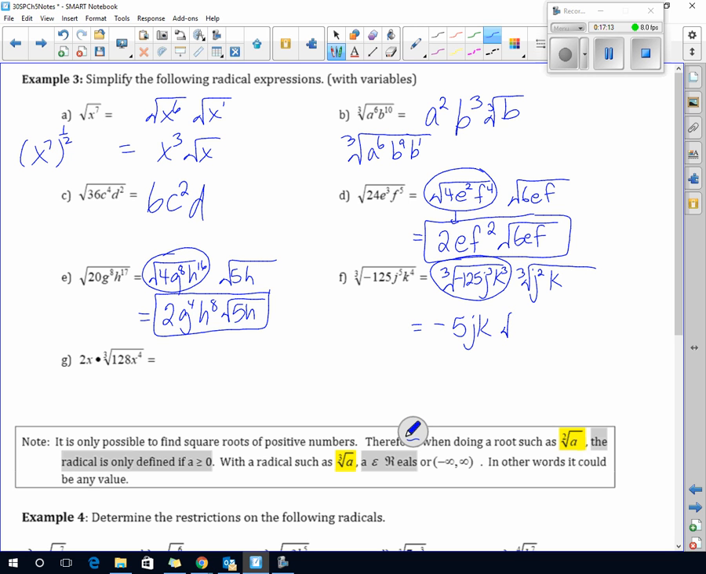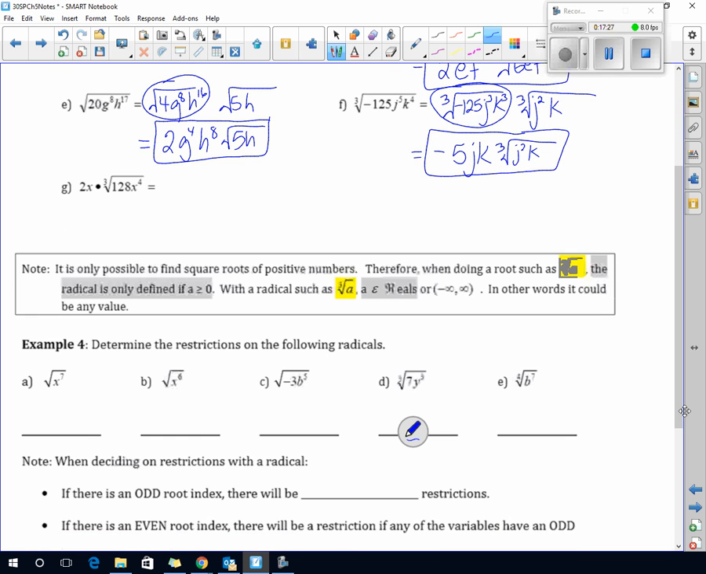Okay, so now we got a little bit of a mess of stuff here. I'm just going to write 2x here because we can't do anything with that at this point. What's the perfect cube that goes into 128? 64. It has to divide, right? 64 times what? 2. And then what's the highest perfect cube that goes into x to the power 4? x to the power 3, and then we have a leftover x over here, yes?